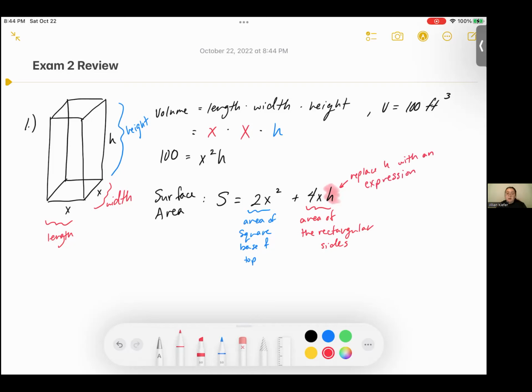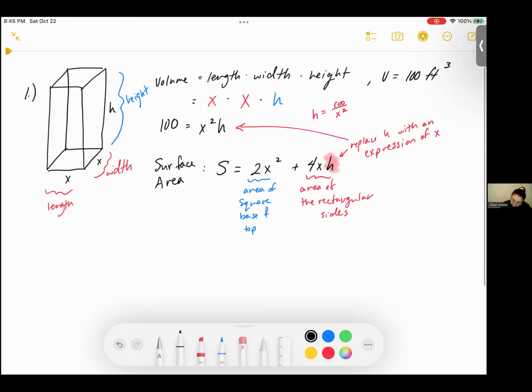And luckily, we were given another equation. x squared times h is equal to 100. So we can go ahead and solve this equation for h. That's how we're going to replace h with an expression of x. So if we take 100 equals x squared times h, and we solve this for h, that means that we would divide each side by x squared. So this would in turn give us h is equal to 100 divided by x squared. So we're going to replace h with what it's equal to, which is 100 divided by x squared.